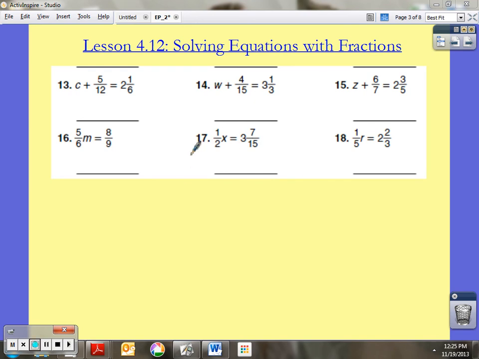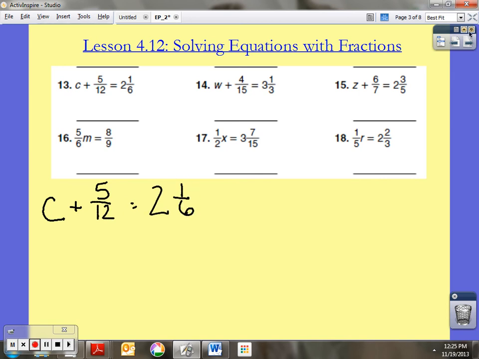Have a couple up here. I'm just going to solve two or three, but I actually have the answers for all of them. So let's look at the first one. We have C. I always like to rewrite it and say it to myself. C plus 5/12 is equal to 2 and 1/6.